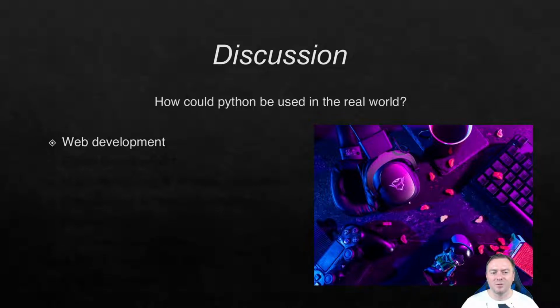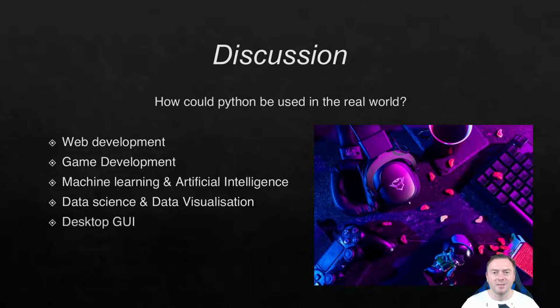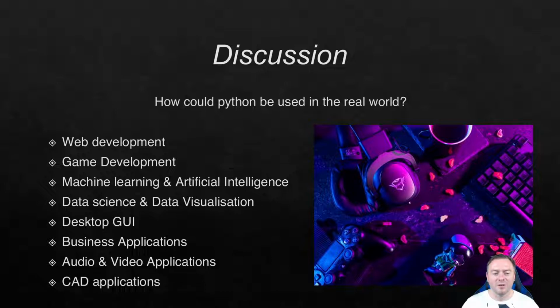So the first one is you can do web development. You then can do some game development. There's machine learning and artificial intelligence. If anyone's seen Amazon's Deep Racer, which we'll be doing later, there's a whole heap of stuff in that, which is awesome. There's data science and data visualization, desktop graphical user interface or GUI. There's some business applications, particularly with machine learning. There's some audio video applications, and finally some computer aided drafting or CAD applications. Okay, so these are all the things that you can do with Python that will basically set you up to an intermediate level by the end of this course.